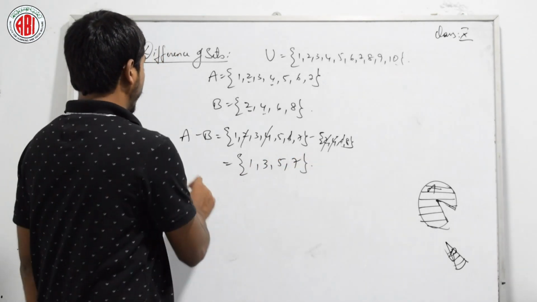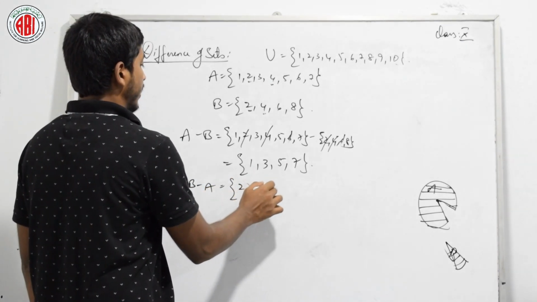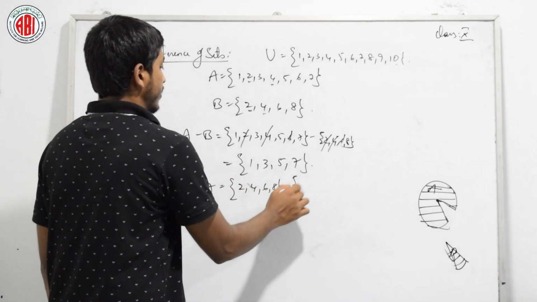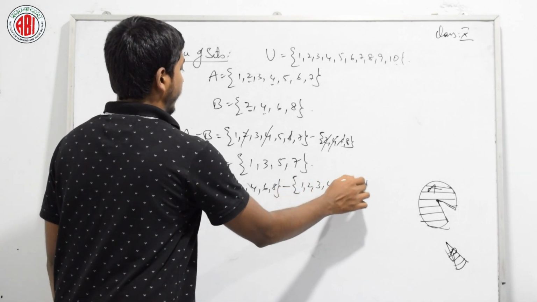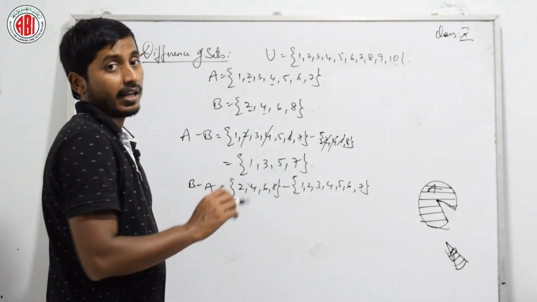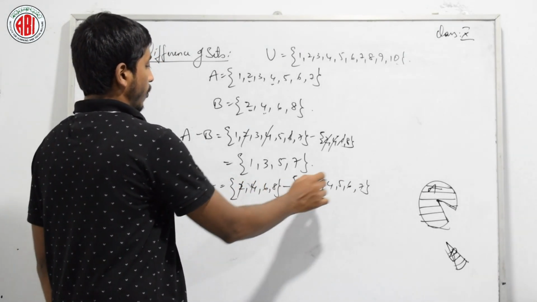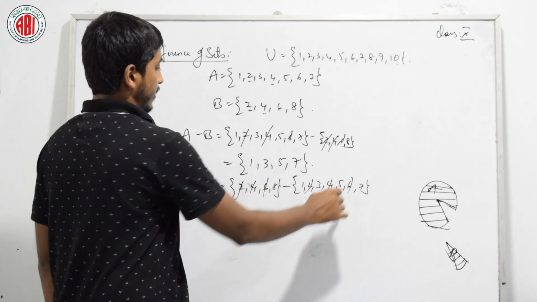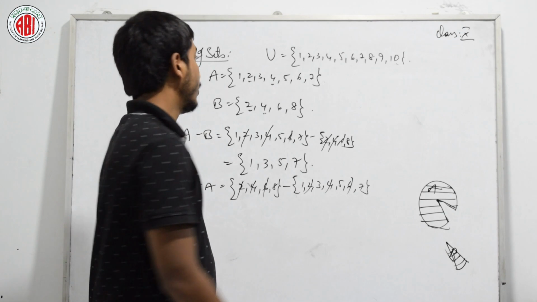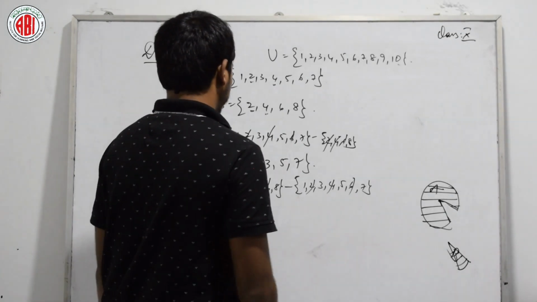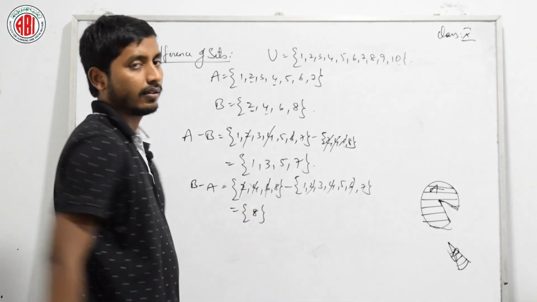Similarly, let us do for B minus A, that is 2 4 6 8 minus 1 2 3 4 5 6 7. We have to cancel the common elements, that is 2, 4 and 6. Is it right? What are the elements which are left here? Those are 8 in the first set, right?